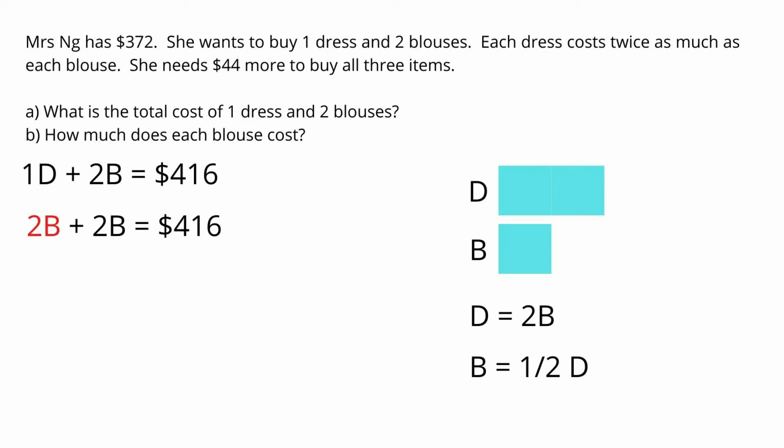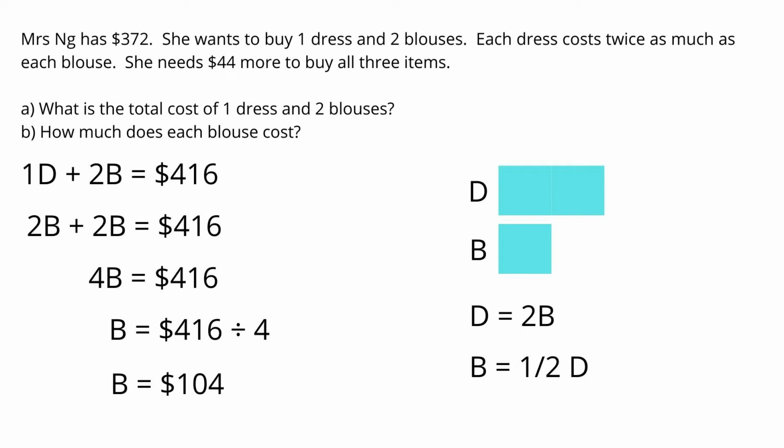Take a look at this new equation. It has only one unknown. Yahoo! If you continue with the calculation, you should be able to get $104 for one blouse. So the answer for question B is $104.